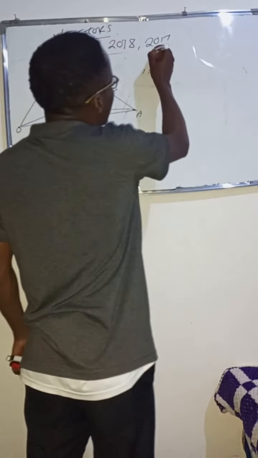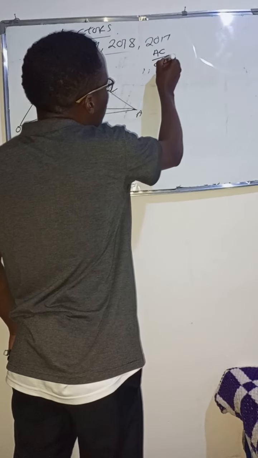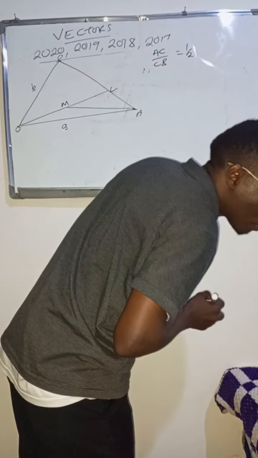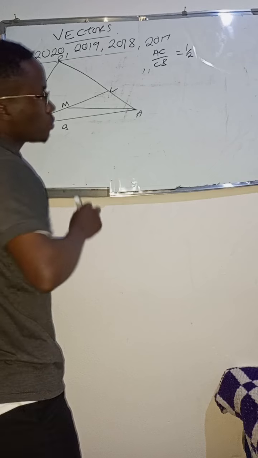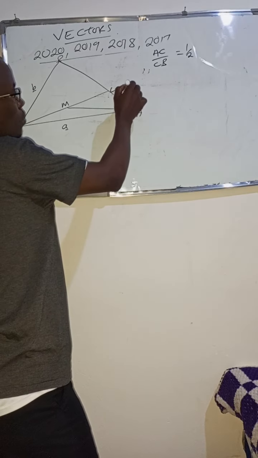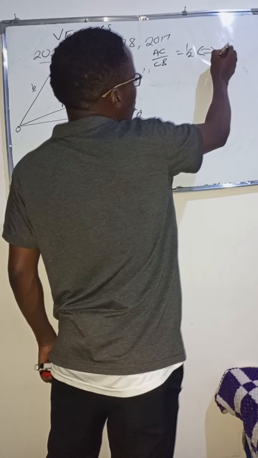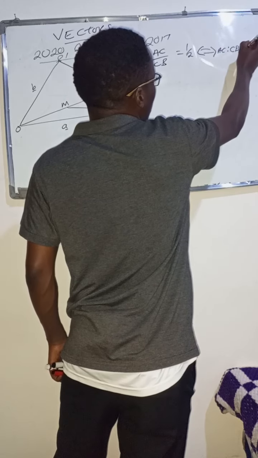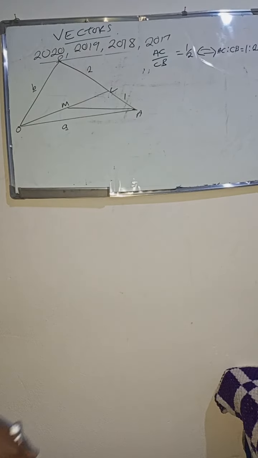there's something, it says AC over CD is equal to half. It's equal to half. AC over CD. So, in other words, the ratio is 1 to 2. The other way of expressing this is that we can say the ratio AC to CB is equal to 1 to 2. That is the other way of expressing it, isn't it?